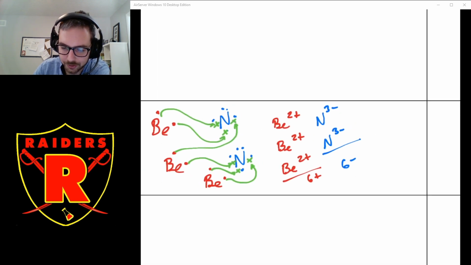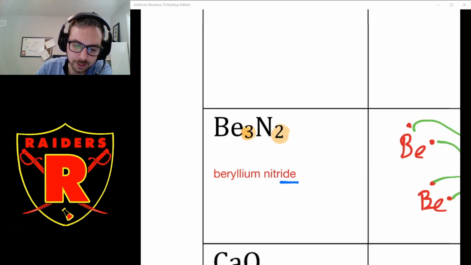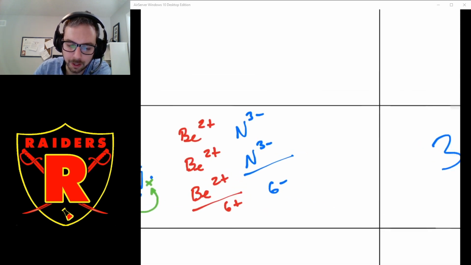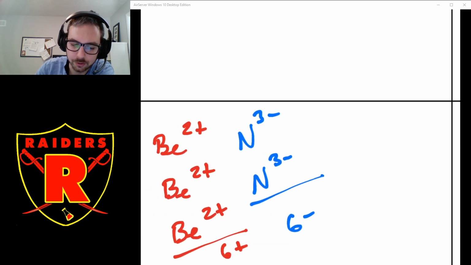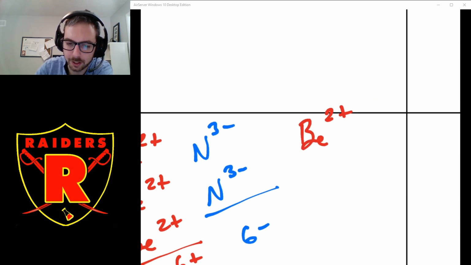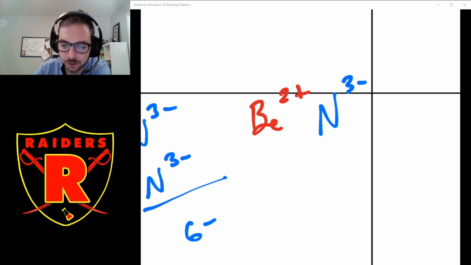So what was I going to say here? Oh yes. So if we want to figure out how many there are that are necessary of each of these, all you have to do is look at their charges. So for example, let me write them down like this. We've got beryllium 2 plus, and we've got nitrogen 3 minus. In order to get a total here of 0, I would have to have 3 of these, and I would have to have 2 of these.